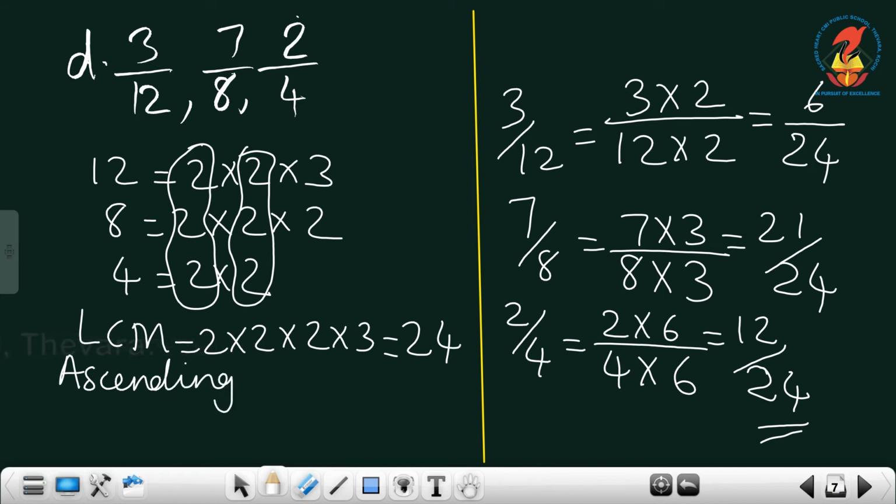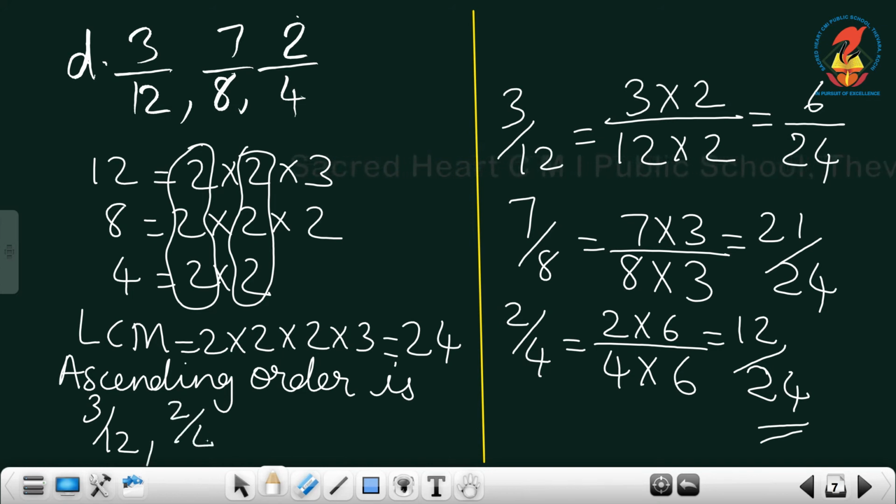Okay, and which one we need to write first? Look at the fraction 6 by 24, and 6 by 24 is for what? 3 by 12. 3 by 12, and the next one is 2 by 4, and the next one is 7 by 8. Okay.